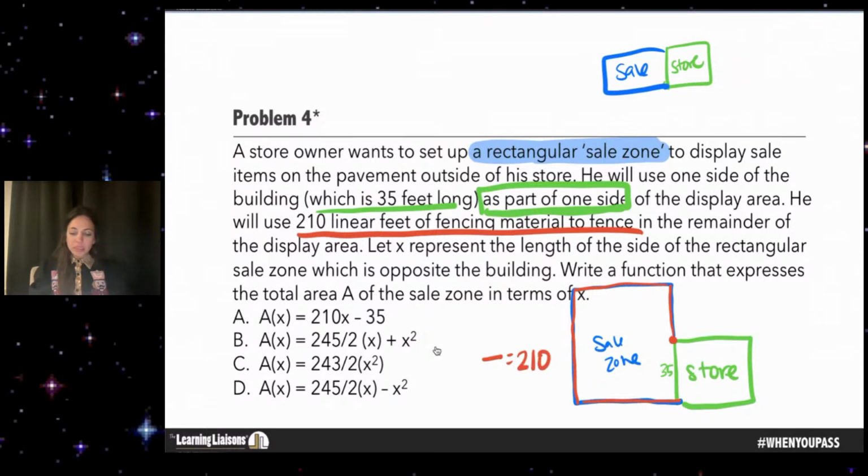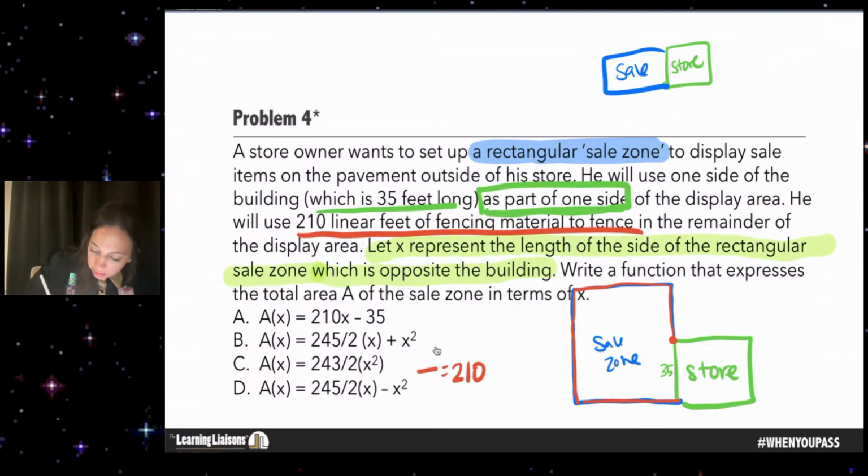Let X represent the length of the side of the rectangular sale zone. That was a lot of words. Let's say that again. Let X represent the length of the side of the rectangular sale zone, which is opposite the building. So they are defining this as X. What is the area?